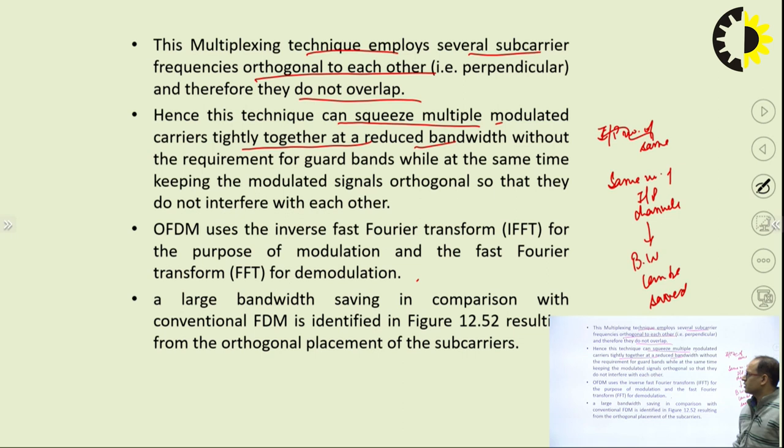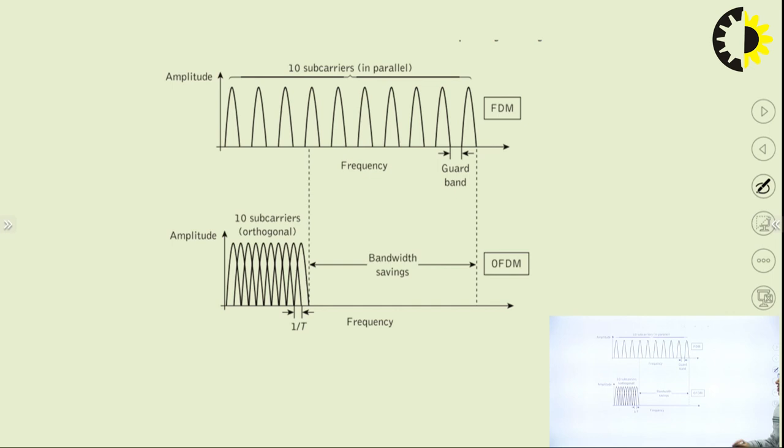Yes, but there is a requirement of a guard band. This guard band provides the channel spacing between one subcarrier frequency and another. In this OFDM, we prefer to use the inverse fast Fourier transform for providing the orthogonal subcarriers, meaning the different subcarriers are orthogonal to each other. Data is provided by the inverse fast Fourier transform for the purpose of modulation, and for the demodulation the fast Fourier transform is used at the receiver side. So here you can see the normal FDM, where normal subcarriers are used.